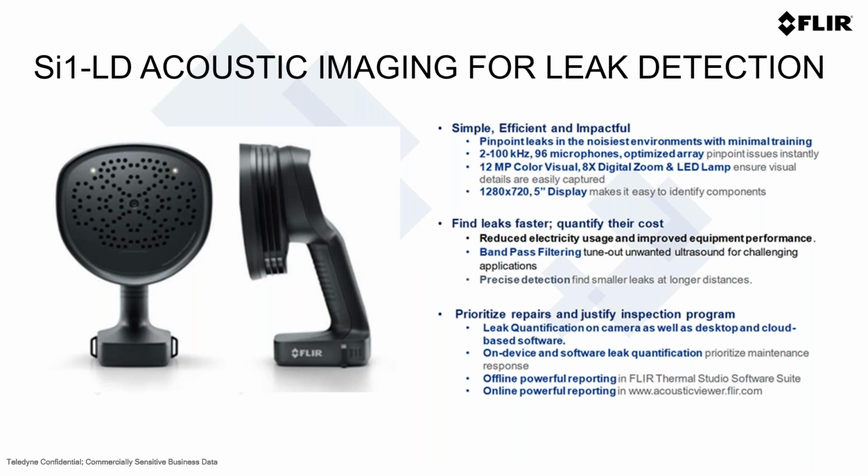The characteristics of this camera are a frequency range from 2 to 100 kilohertz, as well as 96 microphones in an optimized array. Also in the looks, you can see that it is pretty similar to the SI2 series, but of course it has notable differences in the design and also in the software.